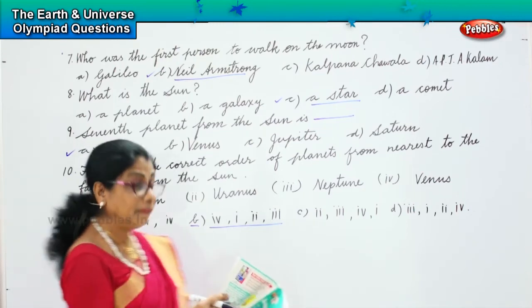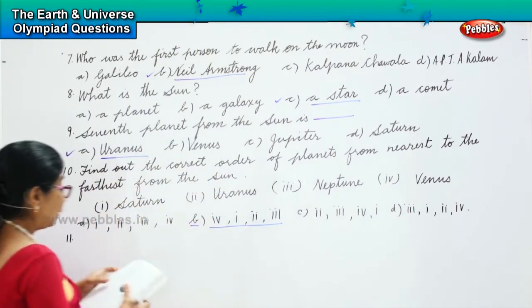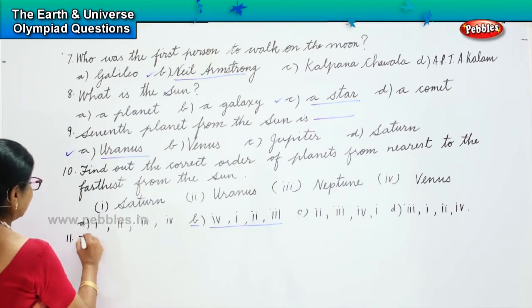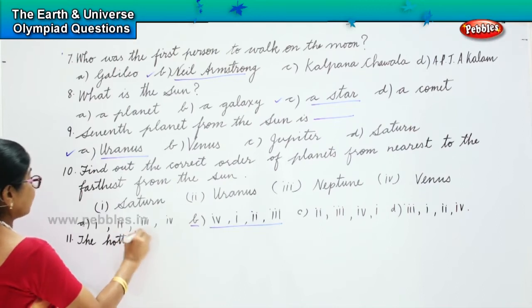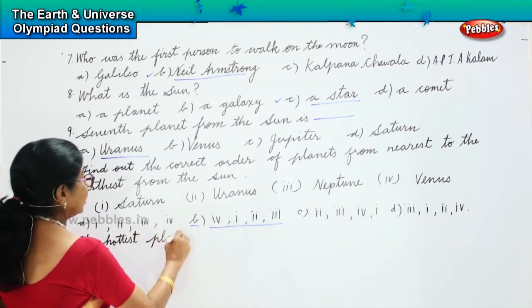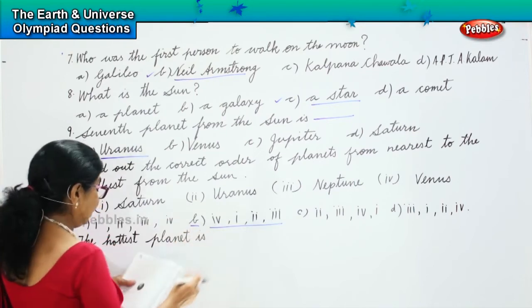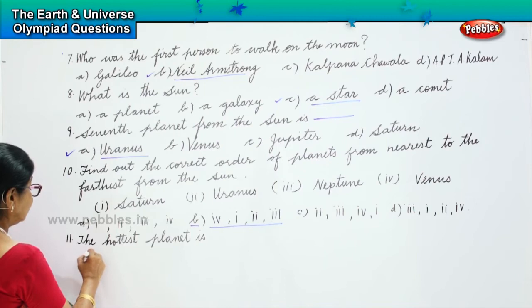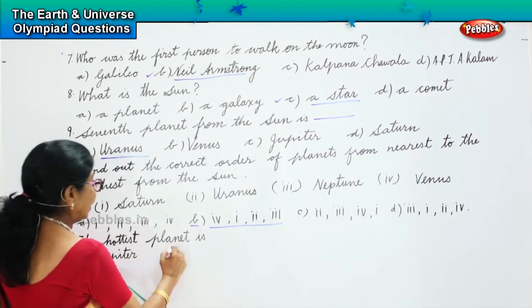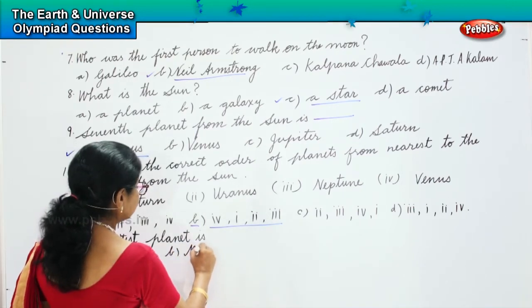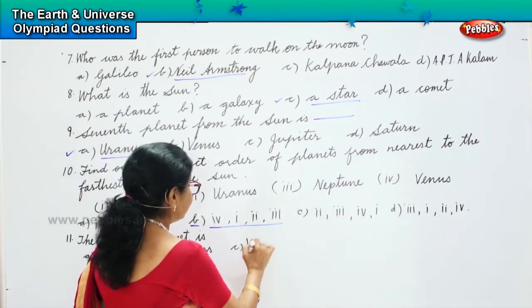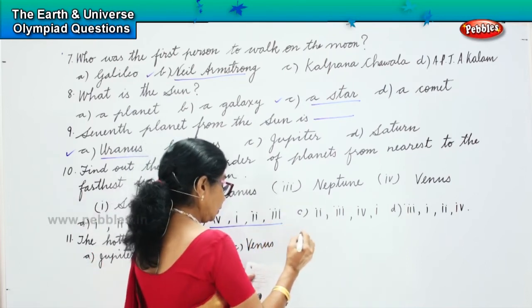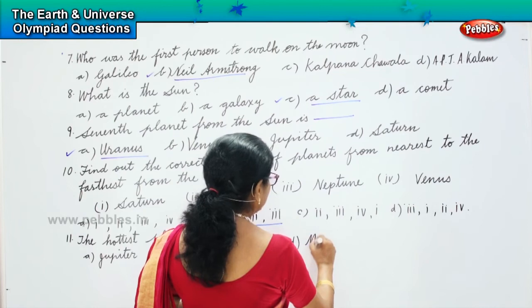Our 11th question is, the hottest planet is. Option A, Jupiter. Option B, Mars. Option C, Venus. And option D, Mercury.